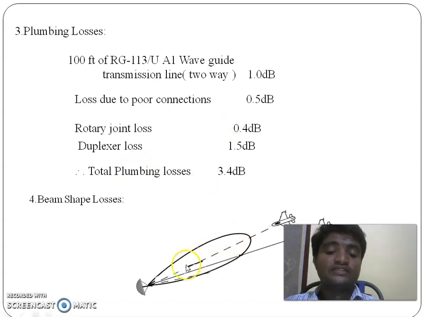The targets at the center will have a high signal to noise ratio. The targets on the other side will have a small signal to noise ratio. By observing the diagram, the targets at the center of the beam will get more gain. That means they will get more signal to noise ratio, and targets other than at the center will have a small gain, so the signal to noise ratio for those echoes is also small. It will create beam shape losses. This is about the beam shape loss.